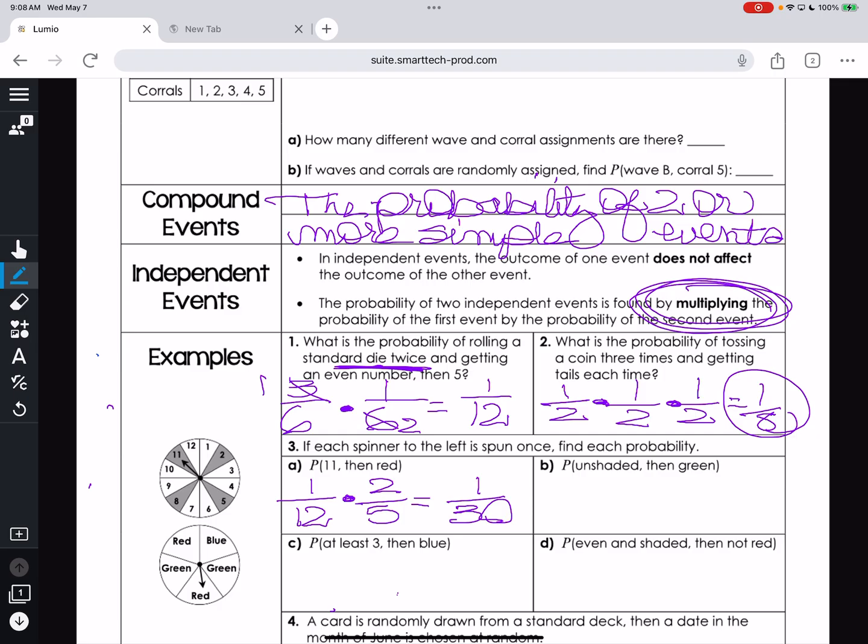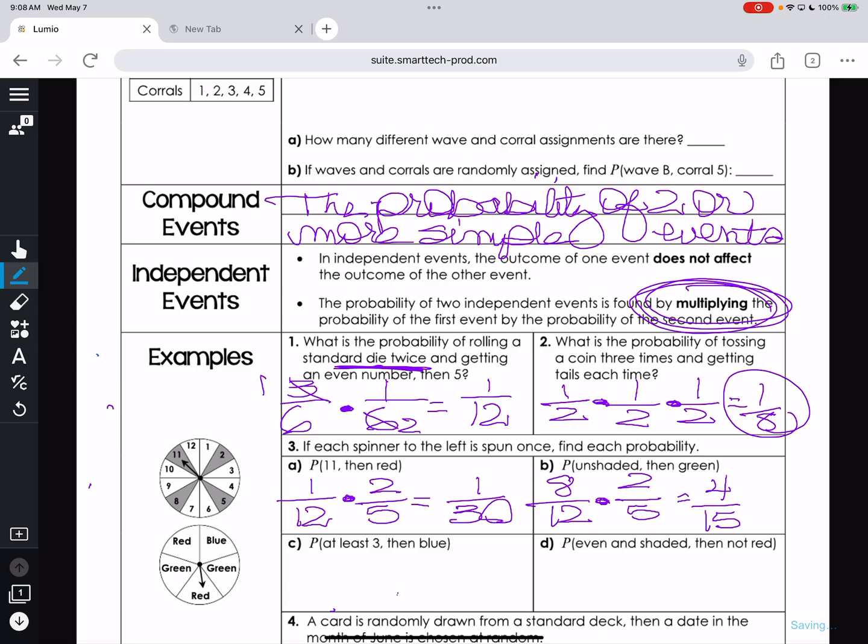All right, so we have 8/12 times 2/5. And if you didn't simplify, that's 16 over 60. But then you should simplify and get 4/15.